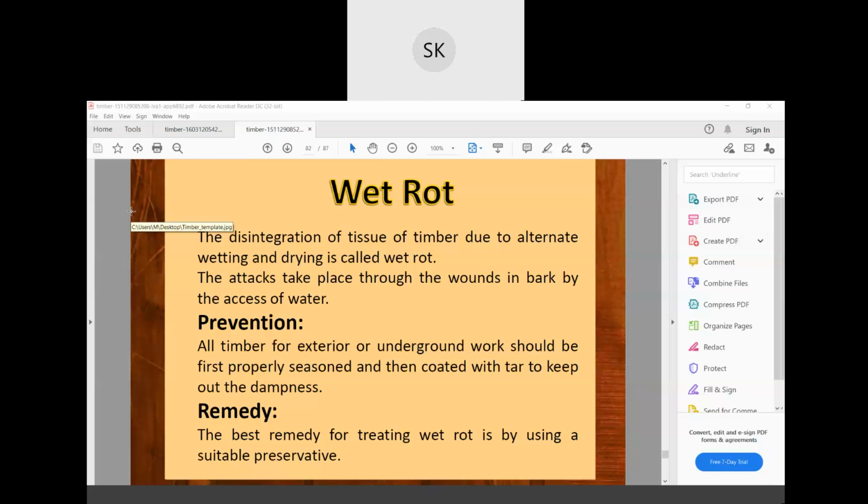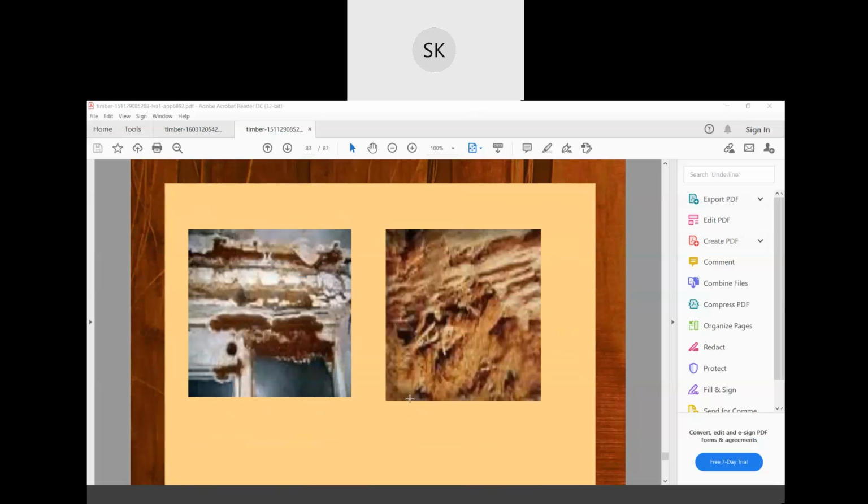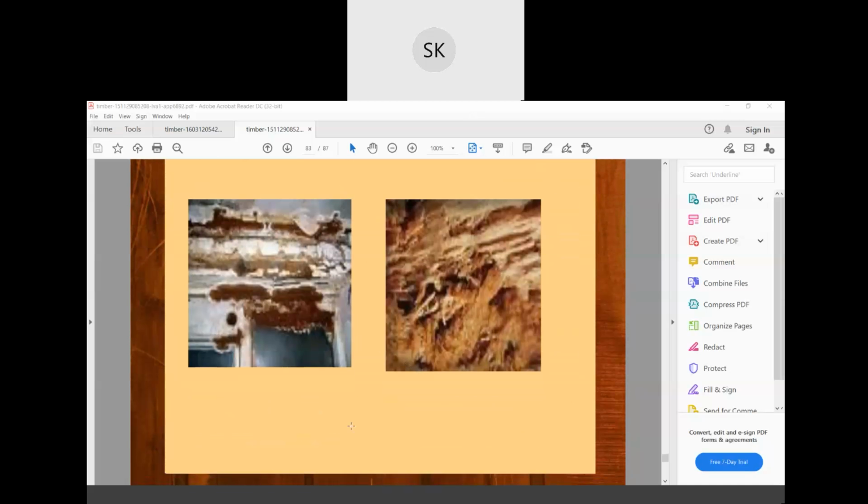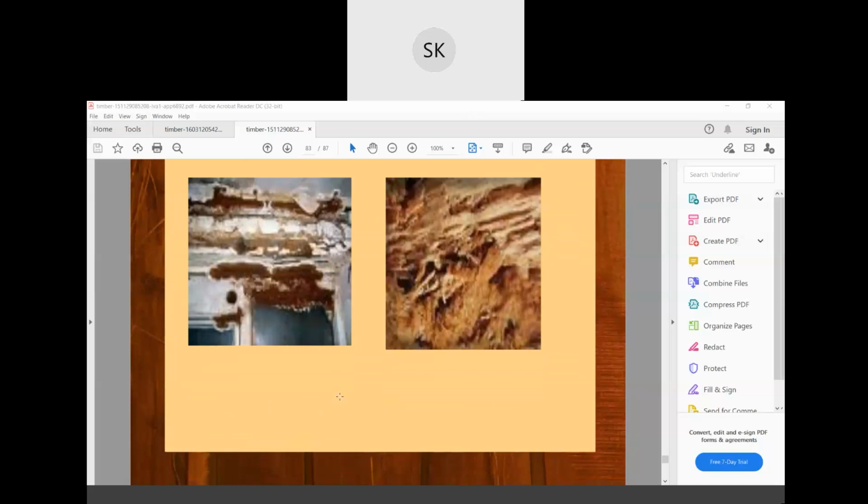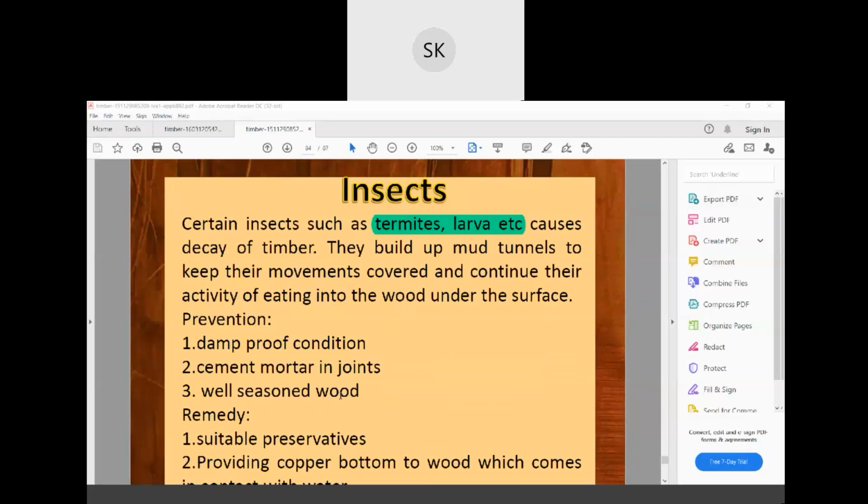Next, the remedy. The best remedy for treating wet rot is by using a suitable preservative. We have discussed some preservatives, such as waterborne preservatives. Yes, you can use a waterborne preservative as a remedy. Okay, these are some examples. The picture is not clear, you just Google it, you will get a lot of pictures.